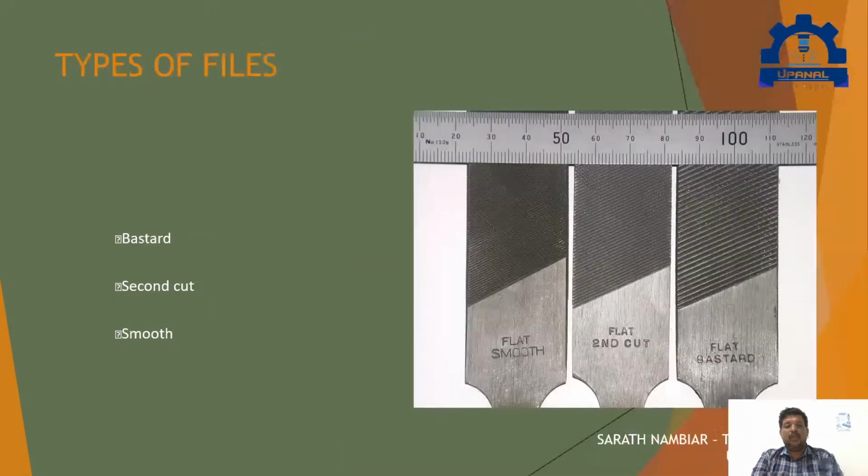So what are the types of files? We have different types, of which the most commonly used are the bastard file, the second cut file, and the smooth file. In the drawing on the side, you can see the cross lines. The bastard file has wider cuts and is a little harder, the second cut is closer, and the smooth is closest. We also have diamond files for minute work.